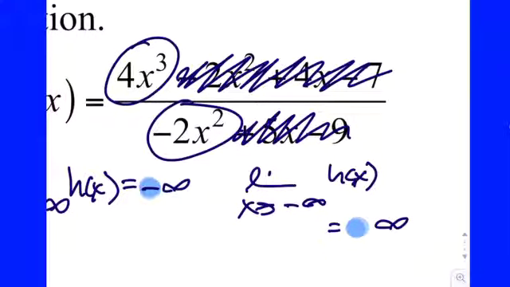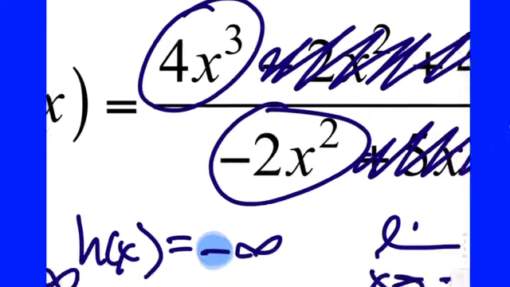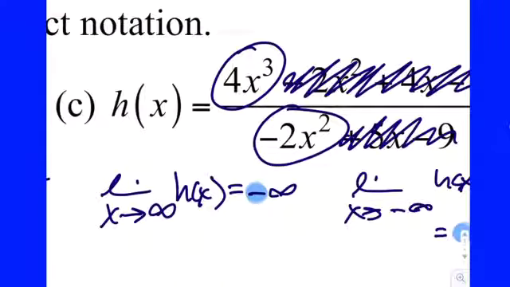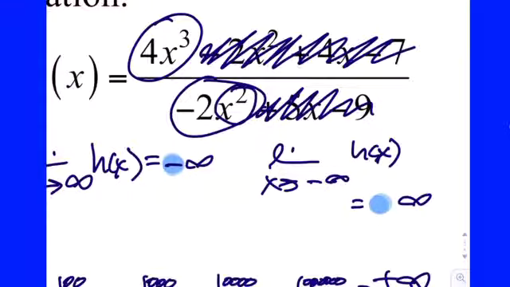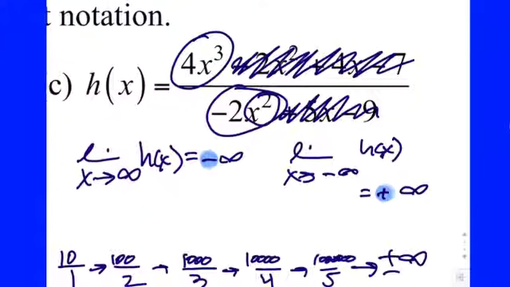And if you go out to the left, plug in a negative infinity. 4 negative cubed is negative. Negative 2 negative squared is still negative, right? Because when you square the negative first, it becomes positive. And that positive times the negative 2 makes it negative. So when you go out to the left, it's negative over negative, which is actually positive, okay? So these have opposite end behaviors. Does this function have a horizontal asymptote based on the definition?